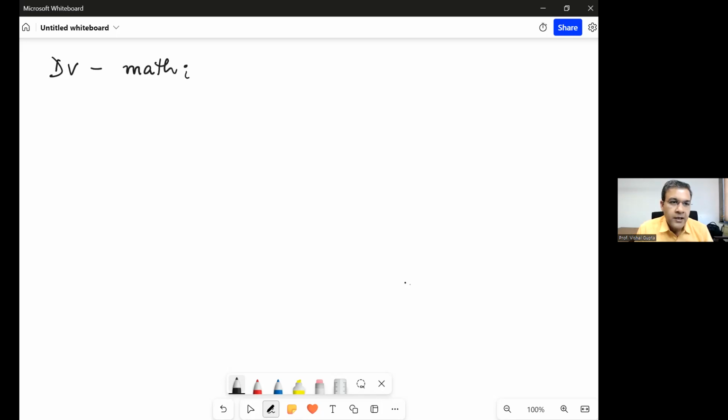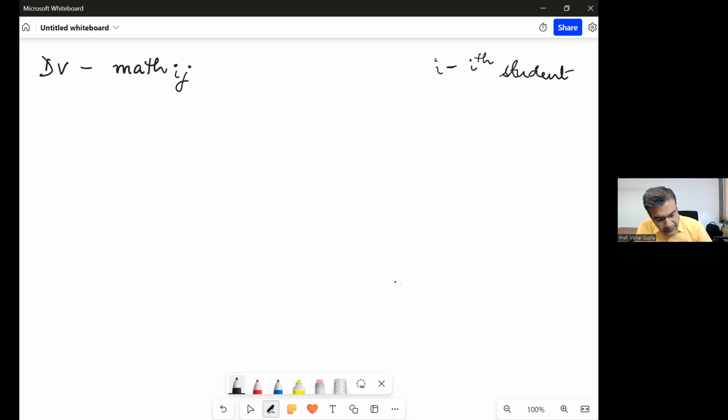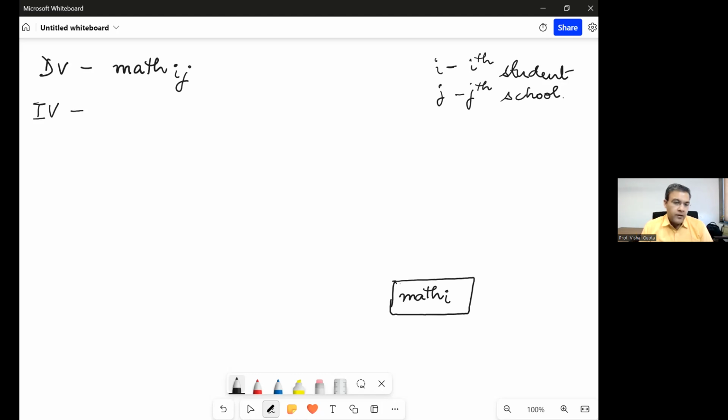So we said that the dependent variable is students' math score. Let's say it varies for every individual. So i is the ith individual or student. Let's say ith student. And we say also j, because this student belongs to the jth school. Jth school, right? What is the IV? Let me just talk about the math score of the ith student who is studying in the jth school. This is the notation that we will be using.